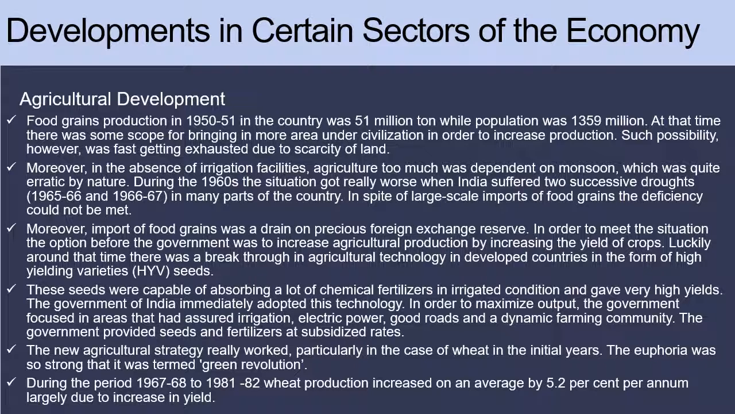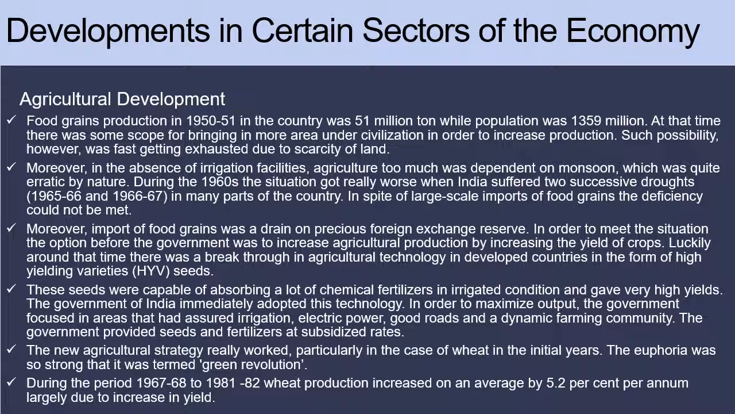In order to meet the situation, the option before the government was to increase agricultural production by increasing the yield of crops. Luckily, around that time there was a breakthrough in agricultural technology in developed countries in the form of high-yielding varieties, HYV, seeds. These seeds were capable of absorbing a lot of chemical fertilizers in irrigated condition and gave very high yields. The government of India immediately adopted this technology.